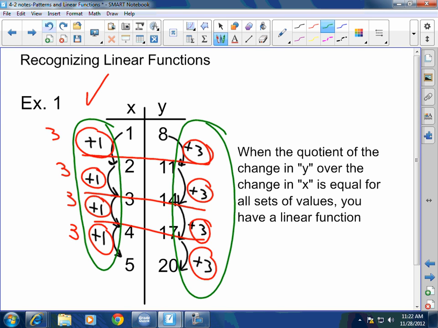Just find the first change. If the first changes in y divided by the first changes in x equal the same quotient, then you have a linear function.